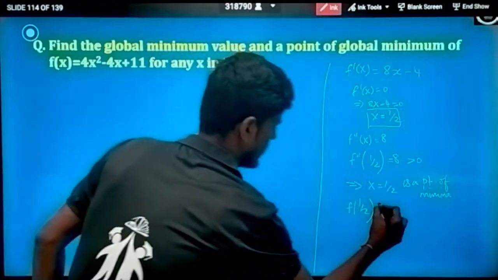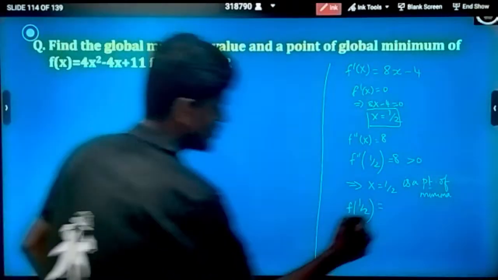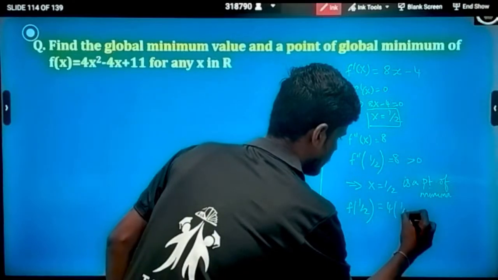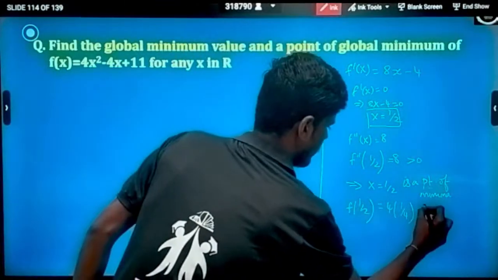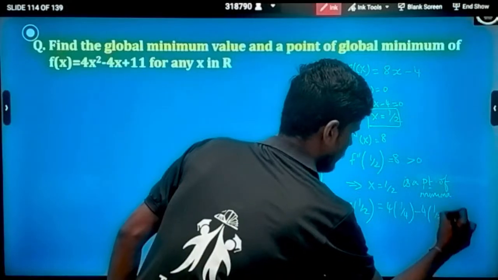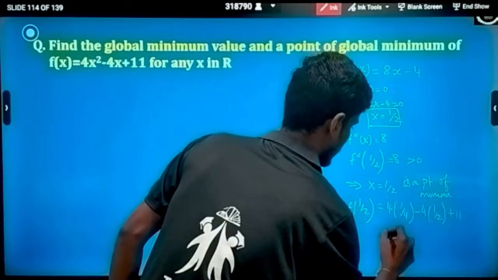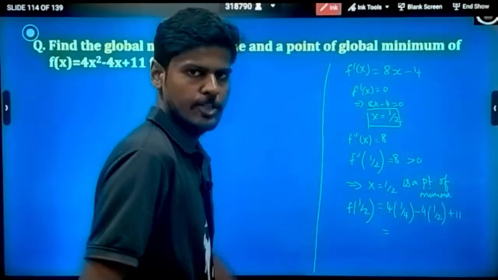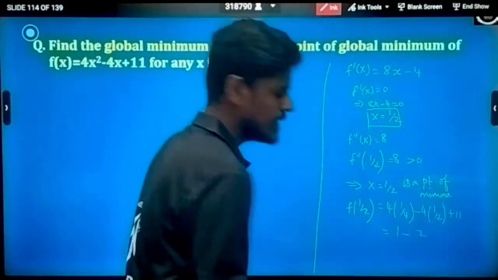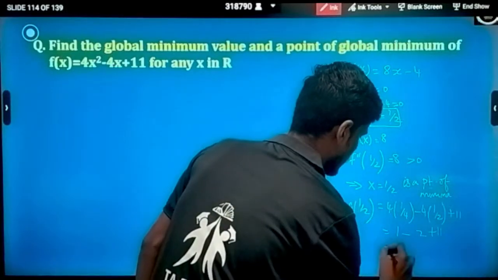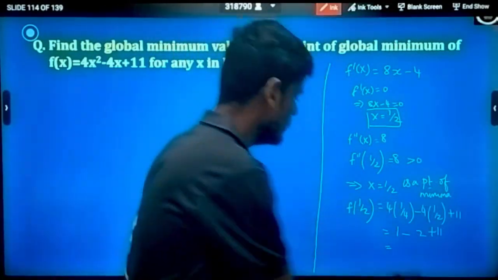So f of 1 by 2 is, substitute 1 by 2: 4 into 1 by 2 square, that will be 1 by 4, minus 4 into 1 by 2, plus 11. So what is the value? 4 by 4 is 1, minus 4 by 2 is 2, plus 11. What is the value, students? 1 minus 2 is minus 1, plus 11, that is 10.